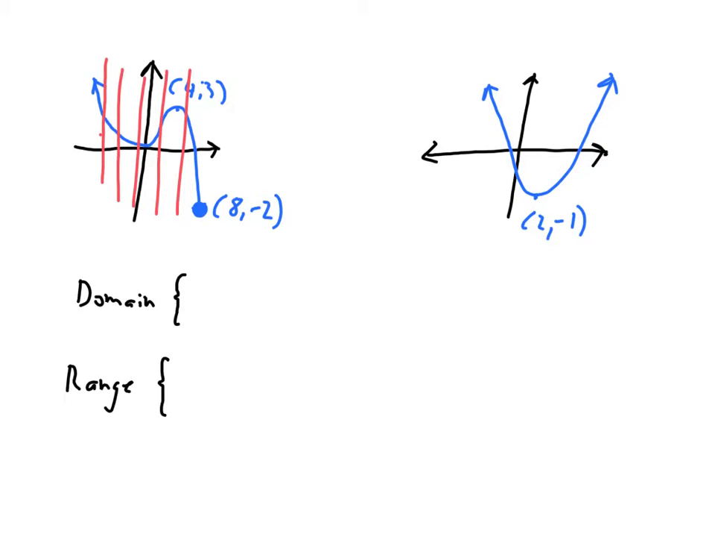So we need to look at what's the lowest x value. So that's this way. Lowest x value? Well, that's negative infinity. Largest x value is 8. That solid dot means that 8 is the largest and it's included. If it was an open dot like that, it's not included. So if 8 is the largest value, that means our domain is x is less than or equal to 8.